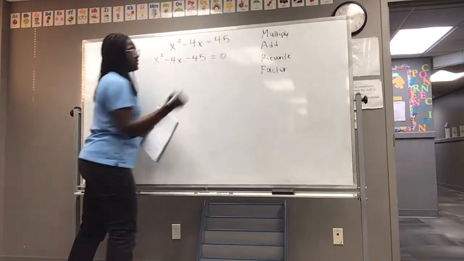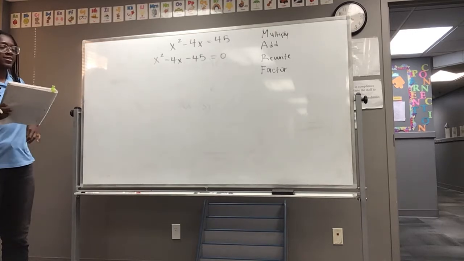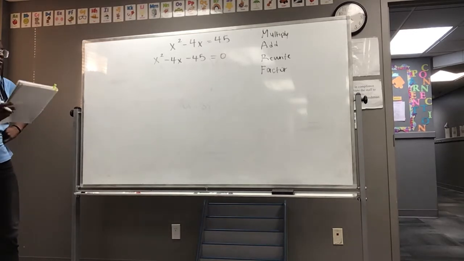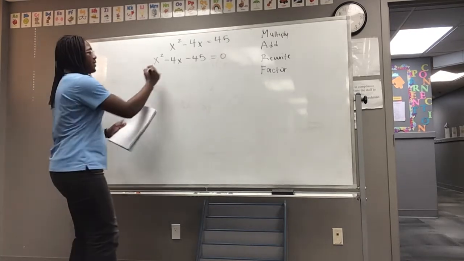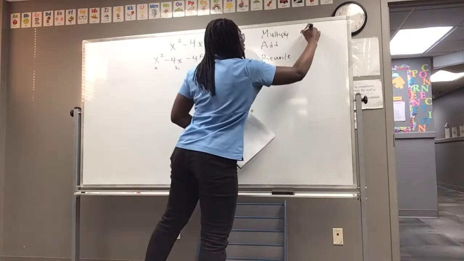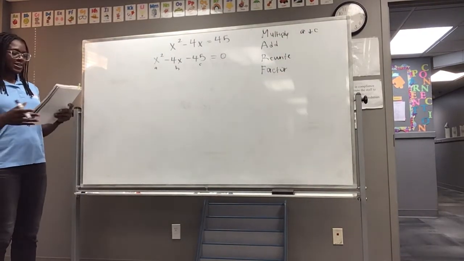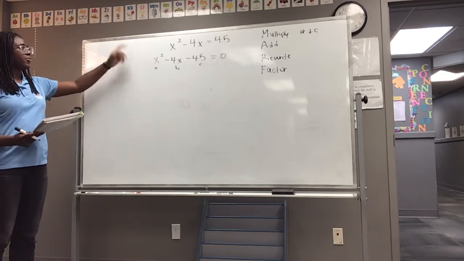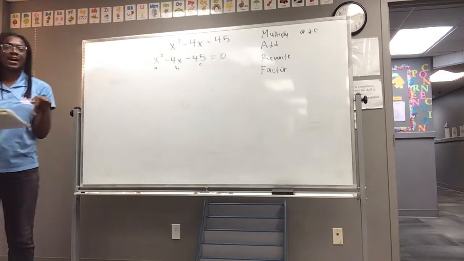And then set equal to 0. And then from there, I'm going to start with the marking. So the first step is to multiply A and C. I guess this is A, this is B, this is C. Our first step is to multiply A and C. Well, A is the constant in front of X, it's 1, and then C is 45.